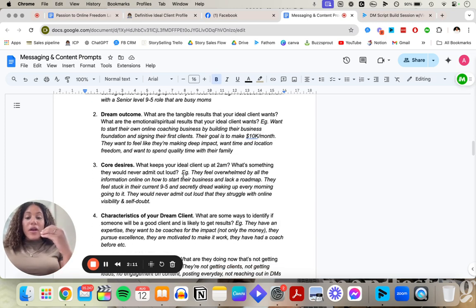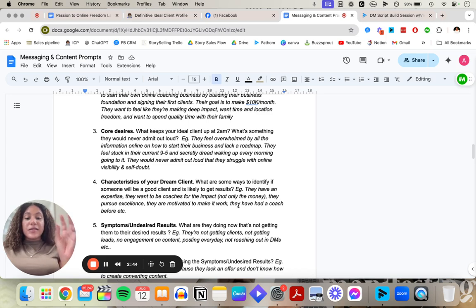And then their core desires, like what are the things that are keeping them up at night? Okay, so for example, if someone is overwhelmed by the fact that they have all this information but they still are not able to build a business, that is something that is keeping them up at night. What is something they would never admit out loud? Okay, I'm waiting to feel confident before I can start selling. So I know that their core desire is that confidence. Their core desire is having an easy to follow system. Their core desire is just that peace of mind.